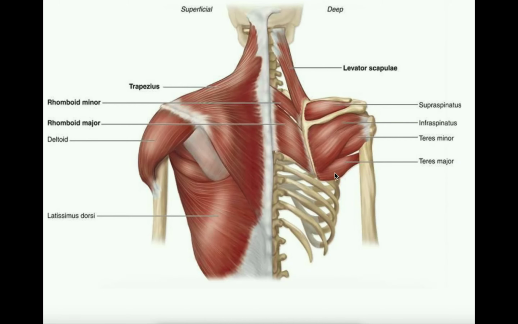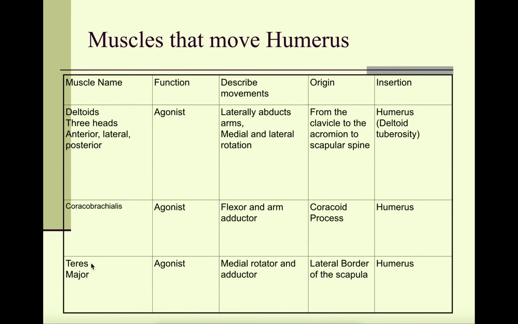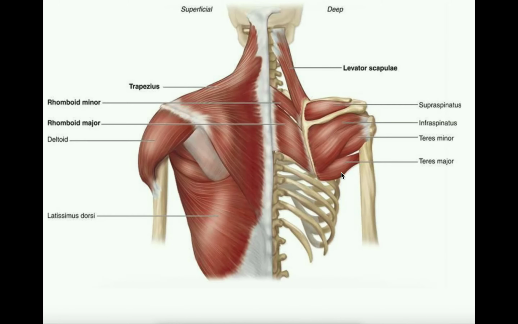And you can see the teres major over here as well. It's going to lie just above the latissimus dorsi. And if we look here, we can see that for the teres major, its origin is going to be the lateral border of the scapula. If we want to get really specific, it's going to be the very bottom, as you can see right here.